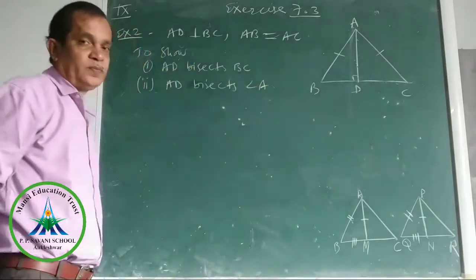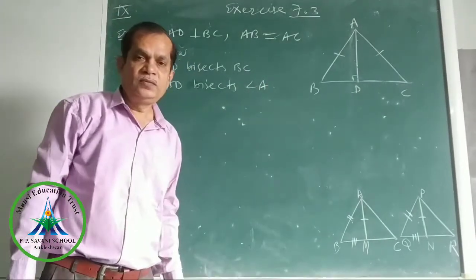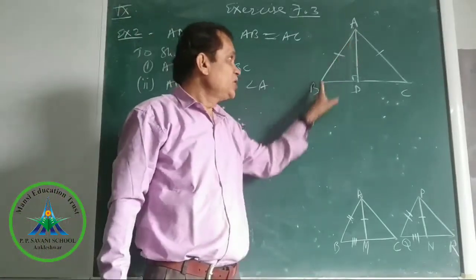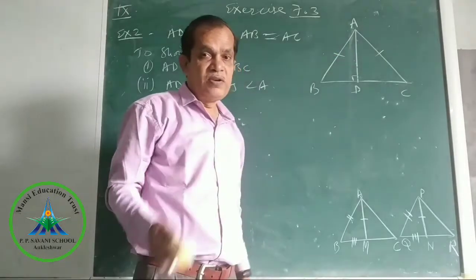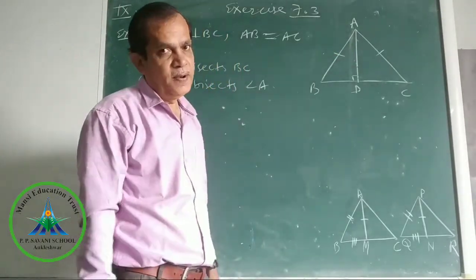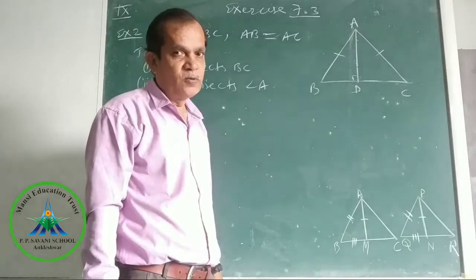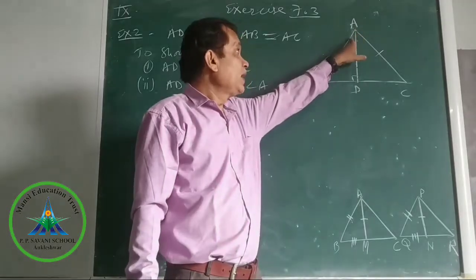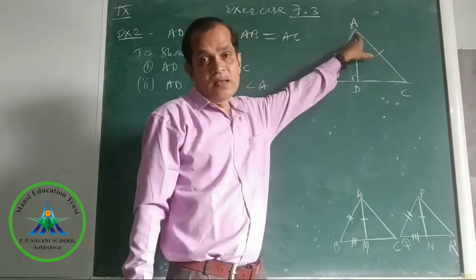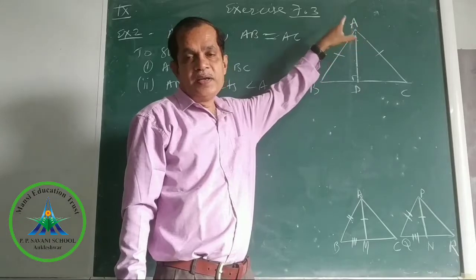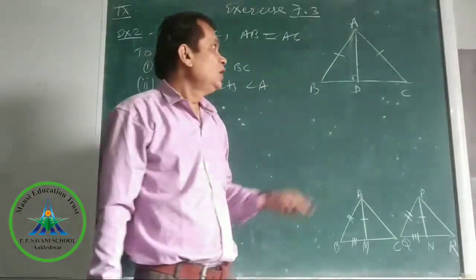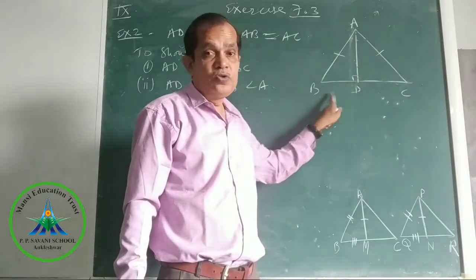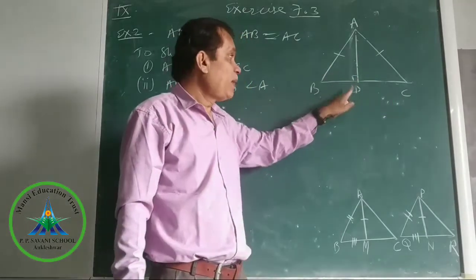Yes, students. ABC is an isosceles triangle, and you must know that in this triangle ABC, AB equal to AC. So, can you tell me the vertex angle? Very good. Vertex A is the angle vertex. Angle A is the vertex angle. Remember, the property of an isosceles triangle: the altitude from the vertex angle is always perpendicular to BC, and it bisects BC.